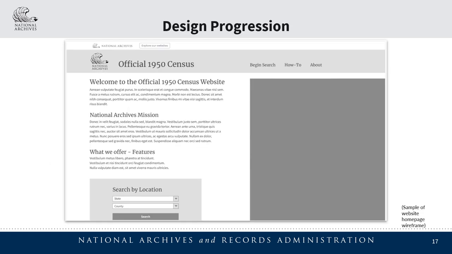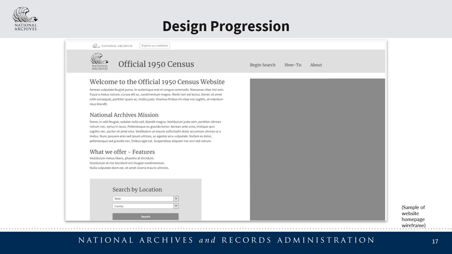So this is a sample of one of the initial wireframes that was developed based on the feedback that our team gathered from individuals during our user research phase. Wireframes, if you're not familiar, are essentially very high-level design blueprints that are intended to represent potential page layouts and to help facilitate a discussion with stakeholders and to inform decision-making toward the final design.